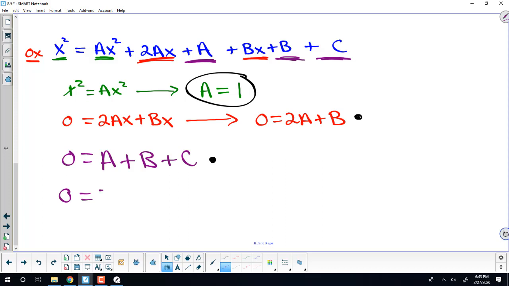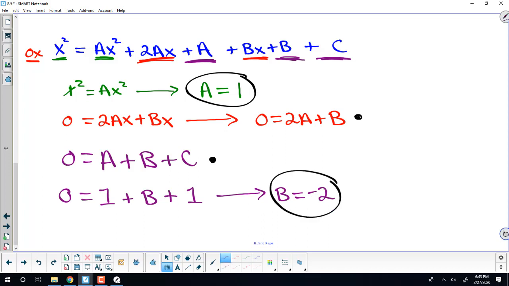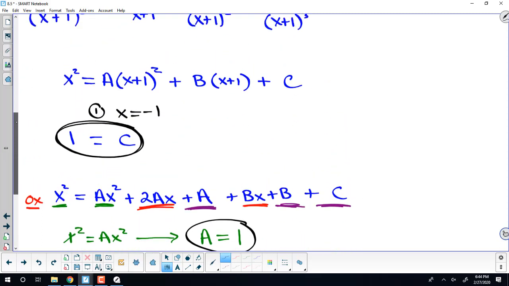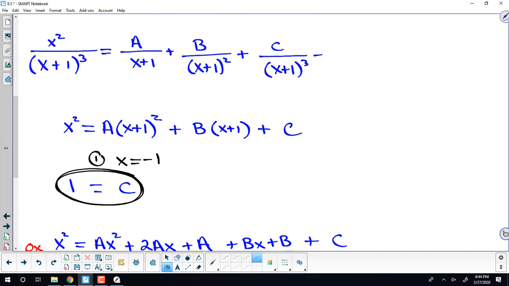A was 1, and c was 1 as well. Yeah, c was 1 as well. So we got b equaling -2. We have 1 over x plus 1, minus 2 over x plus 1 squared, plus 1 over x plus 1 cubed.